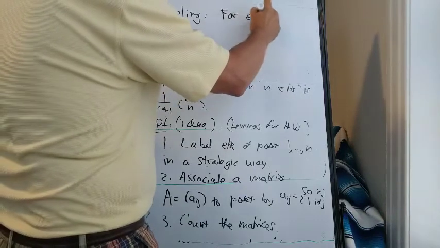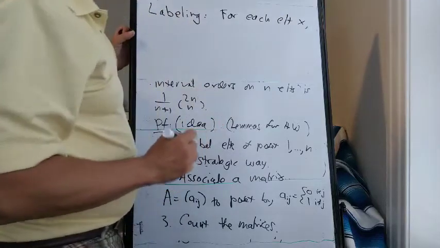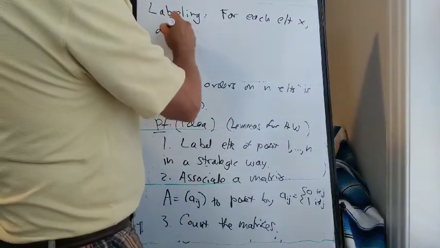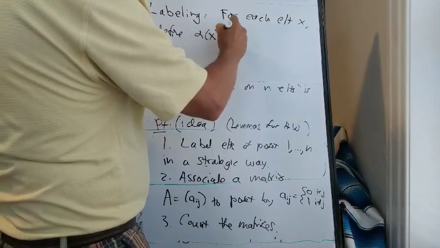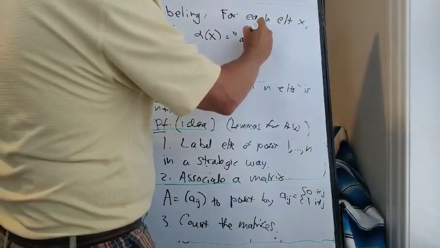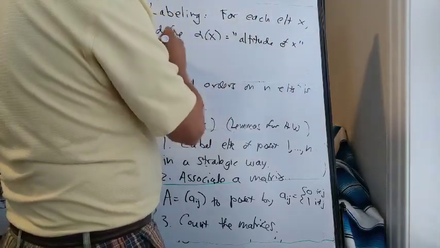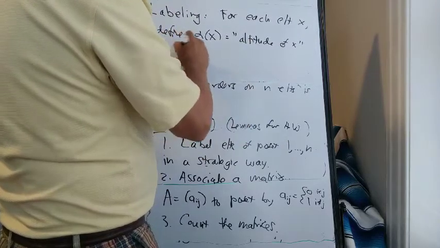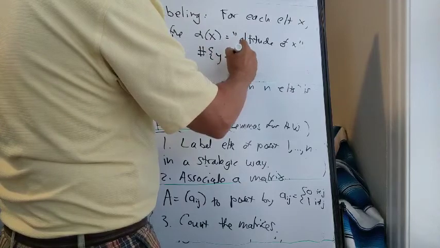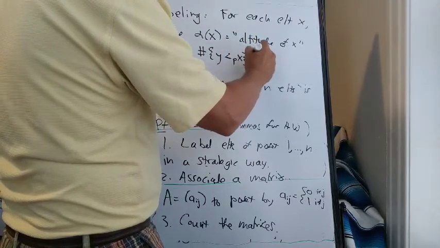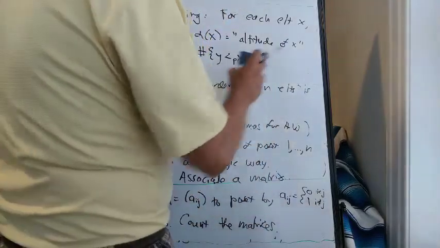So for each element, define a number alpha of x, which I call the altitude of x, to be the number of elements less than x in the poset minus the number of elements greater than x in the poset.